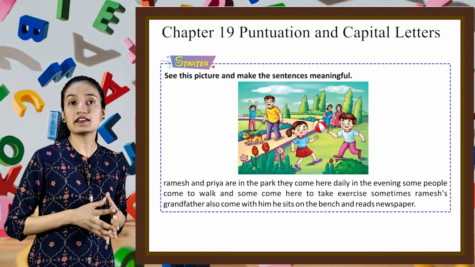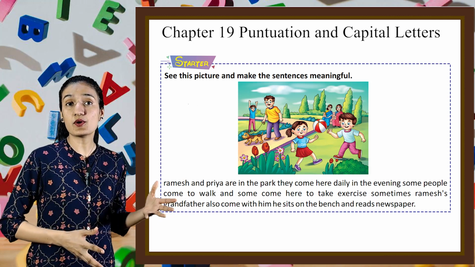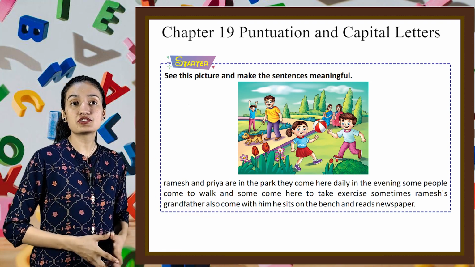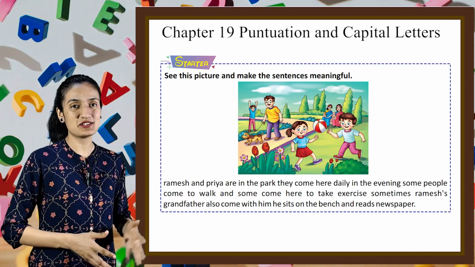Ramesh and Priya are in the park. They come here daily in the evening. Some people come to walk and some come here to take exercise sometimes. Ramesh's grandfather also comes with him. He sits on the bench and reads newspaper.